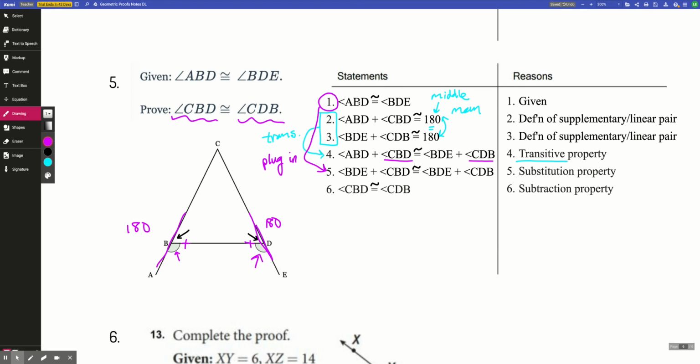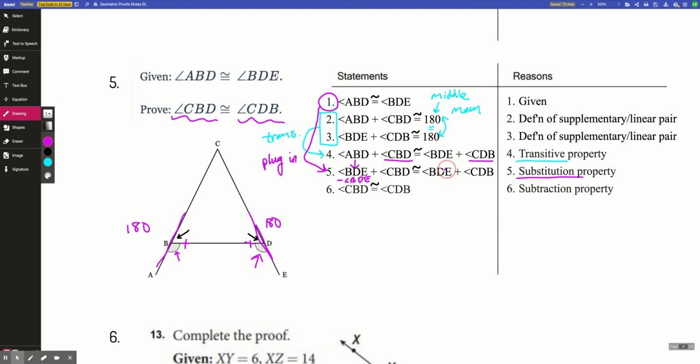Statement 1 says ABD and BDE are congruent. So instead of writing ABD right here in step 4, I replaced it with BDE in step 5, right? We did a plug-in. Remember, plug-in is always the substitution property, right? And now I can get rid of BDE on both sides because I can subtract it out.